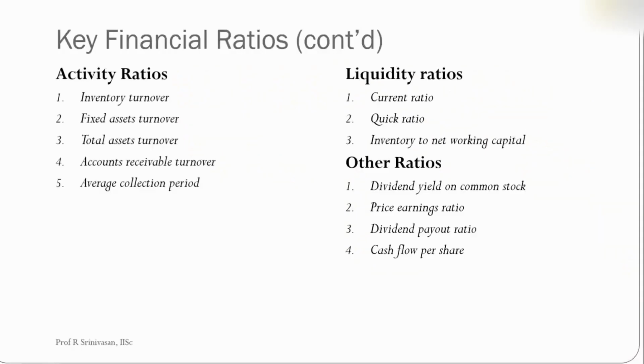How do you calculate this inventory to net working capital? It is inventory divided by current assets minus current liabilities. What does this give you? It gives you a measure of the extent to which the firm's working capital is tied up in inventory. In other words, as I mentioned throughout this lecture, you don't normally produce to stock, you produce to sell. That is, your inventory holding should be minimum as far as possible.